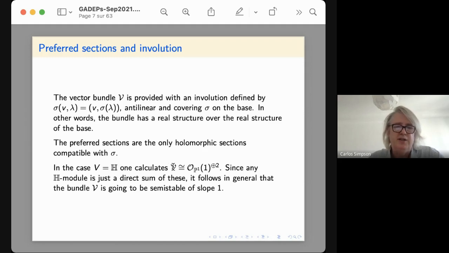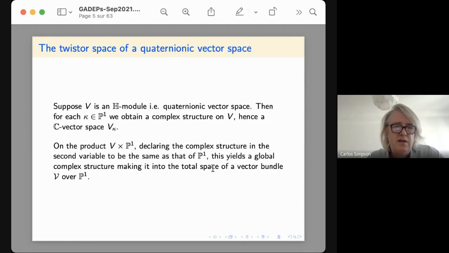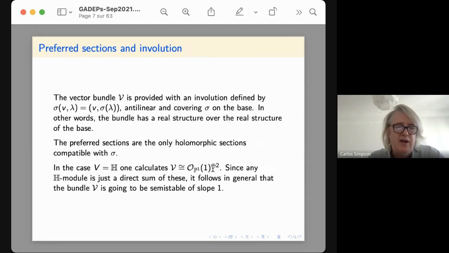Now, the other thing you can calculate is that this vector bundle turns out to be OP1 of 1, direct sum 2 times, right? It's a rank 2 complex vector bundle because, if we take V equal the quaternions itself, that's a 4-dimensional real vector space, right? So for any one of those complex structures, it's going to be a 2-dimensional complex vector space. So this is a rank 2. In that case, it's a rank 2 bundle. And it turns out in the calculation that it's the rank 2 bundle, which is OP1 of 1, direct sum 2 times.